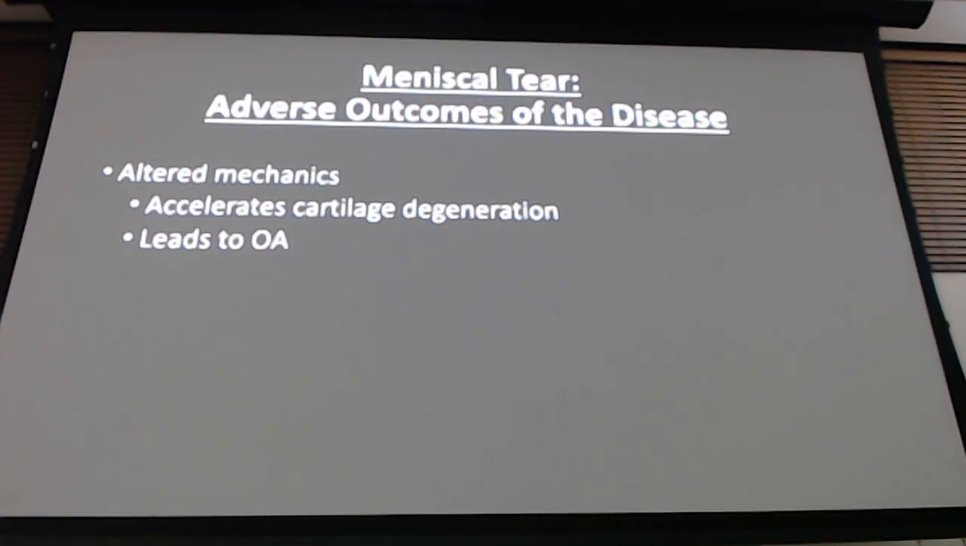So what happens if you don't do anything about it? They can accelerate cartilage degeneration. You would agree that the meniscus is over the cartilage, right? So if you break through the meniscus, then you're making contact with the cartilage. So you can have accelerated cartilage degeneration, and obviously more osteoarthritis.